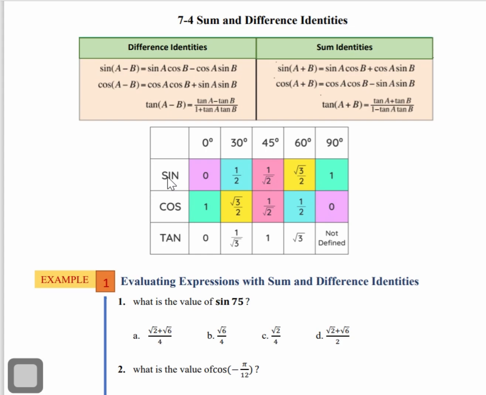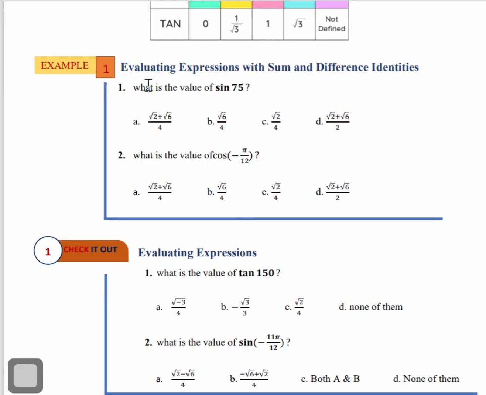For example, if you know sine 0 equals 0 and cosine 0 equals 1 and tan 0 equals 0 and sine 30 equals 1 over 2, and it is like that. If you memorize them, it will be good. Let's proceed to example 1, evaluating expressions with sum and difference identities.